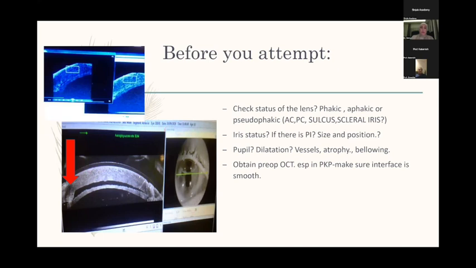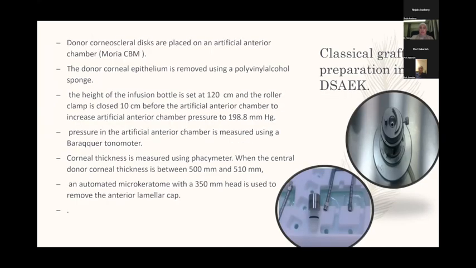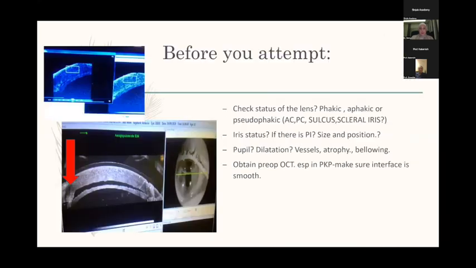Now, one trick before you attempt insertion of a DMEK graft is to check the status of the lens, to see if the eye is phakic, aphakic, or pseudophakic. What's the status of the anterior chamber, the posterior chamber, the sulcus, the sclera, and the iris? If there's any iris problem, plateau iris, adhesions, and the position of the iris.